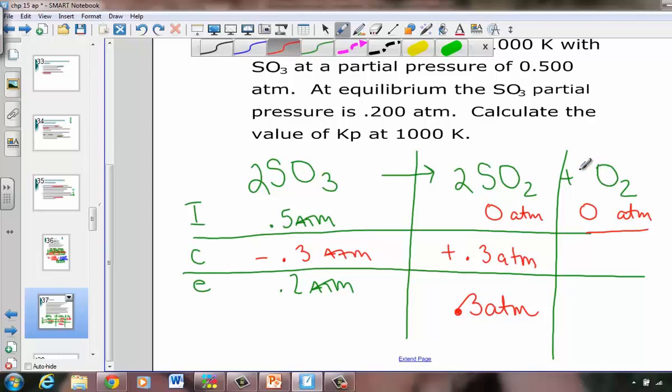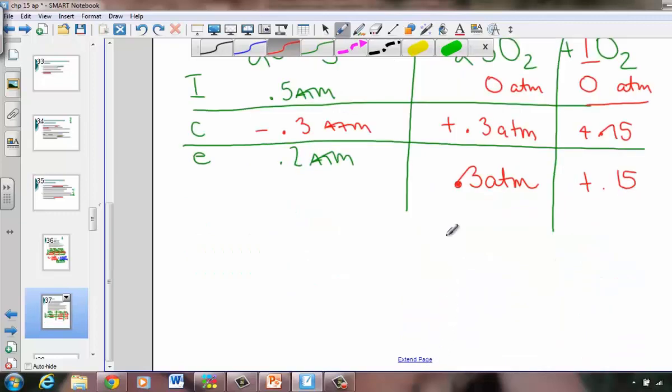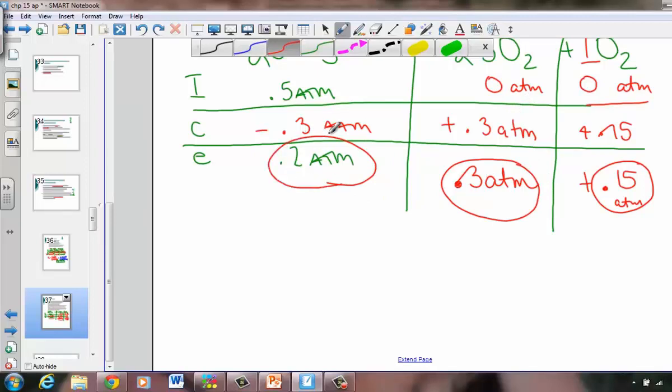But here we have 1/2 of 0.3, which is 0.15. Notice that's 1/2 of 0.3. And so here we have a value of 0.15 at equilibrium. 0.15, the partial pressure in atmospheres of oxygen. 0.3, the partial pressure of SO2 in atmospheres. And 0.2, the partial pressure of our original reactant at equilibrium, are the values we need to calculate the Kp.